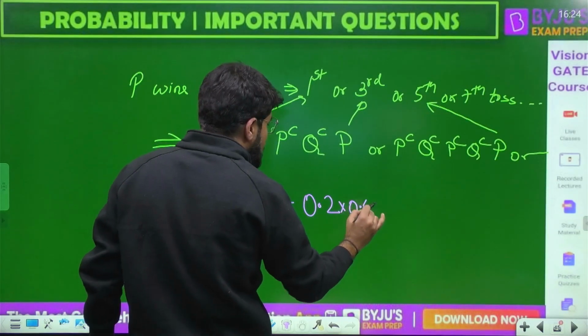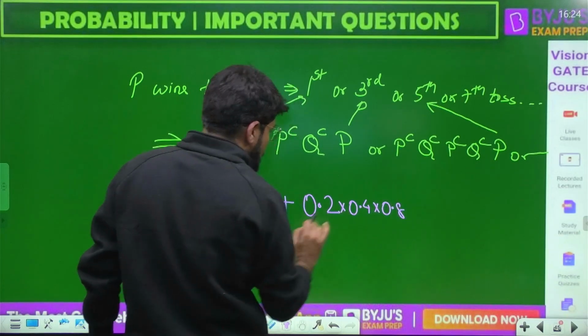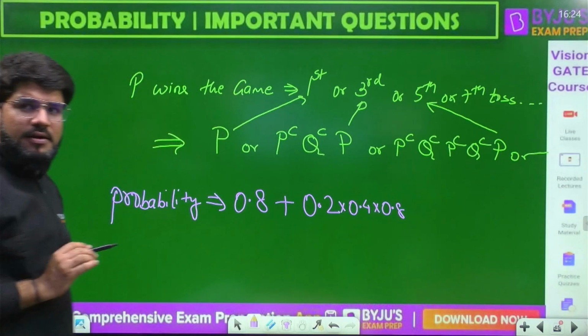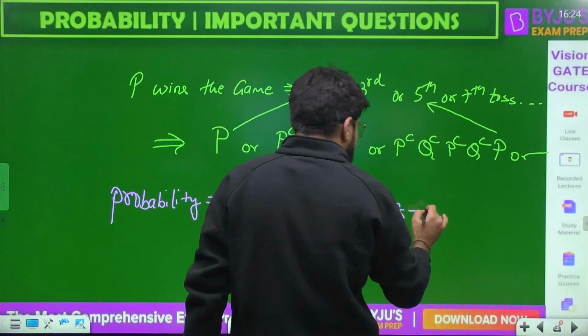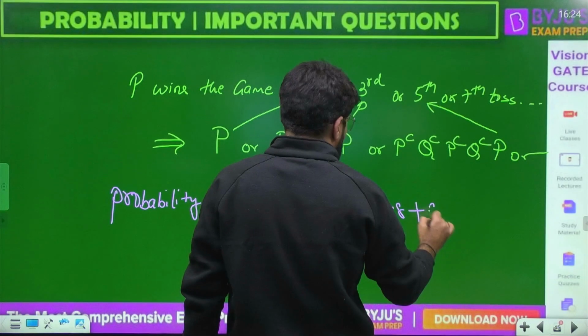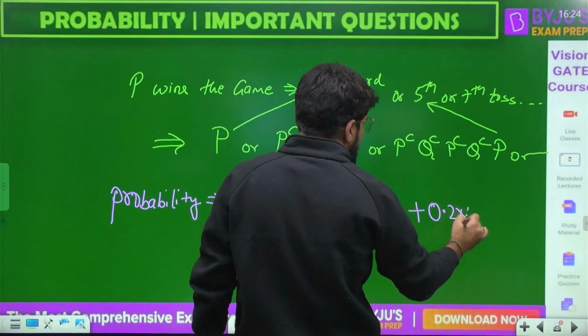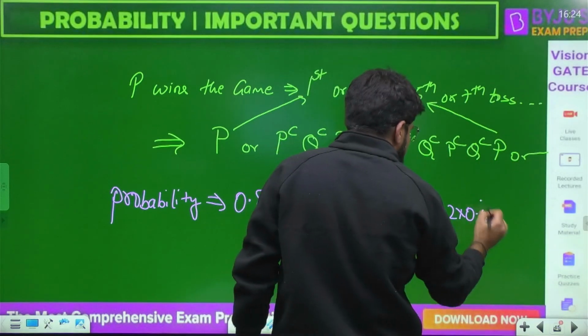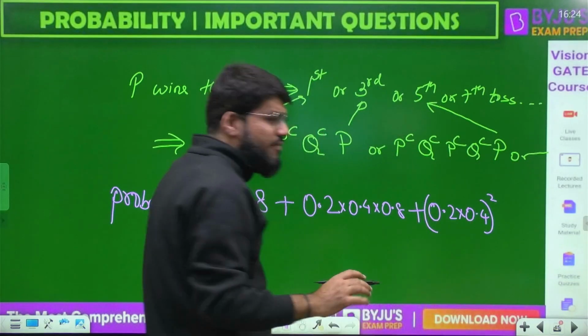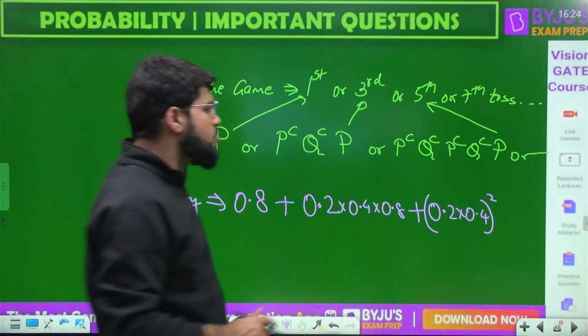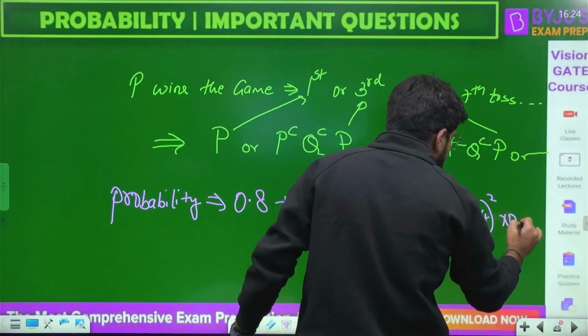And then P wins on the third. P lose, Q lose, and then P win. Clear? Or means again addition. P complement, P doesn't win, 0.2. Q doesn't win, 0.4. Repeat means square kar dete hain na. Why write down the numbers again? So 0.2, 0.4 squared. Then P wins, 0.8.